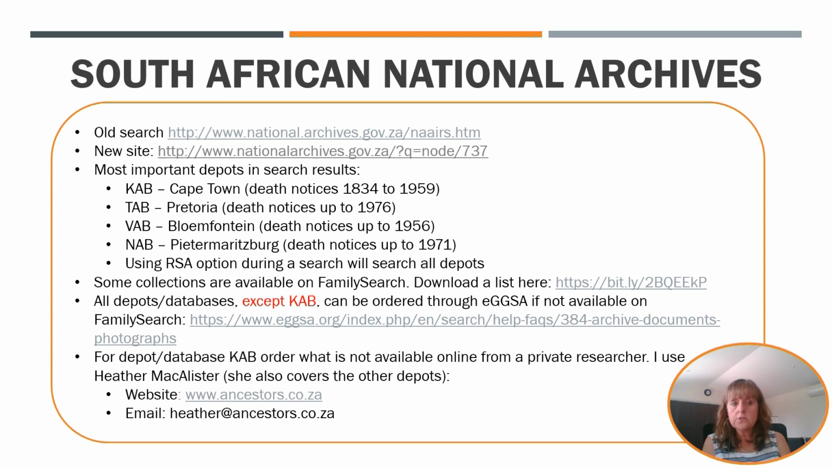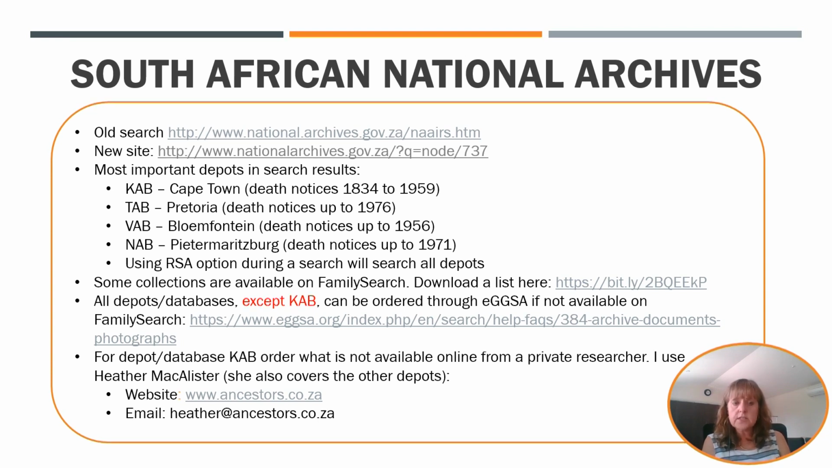You can also pick, during the search, to search from one of these archives or depots, or you can use the RSA option, which will search all depots. It's just important to note that I've only mentioned death notices here, but there's a lot of other documents that will come up with the search, such as divorces. You will be able to order them.